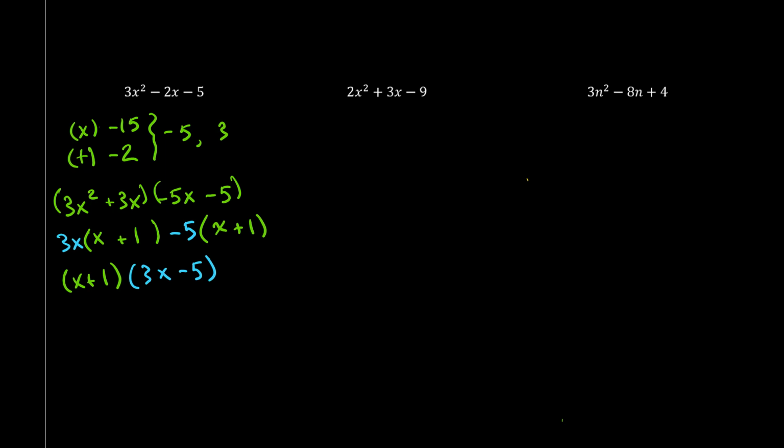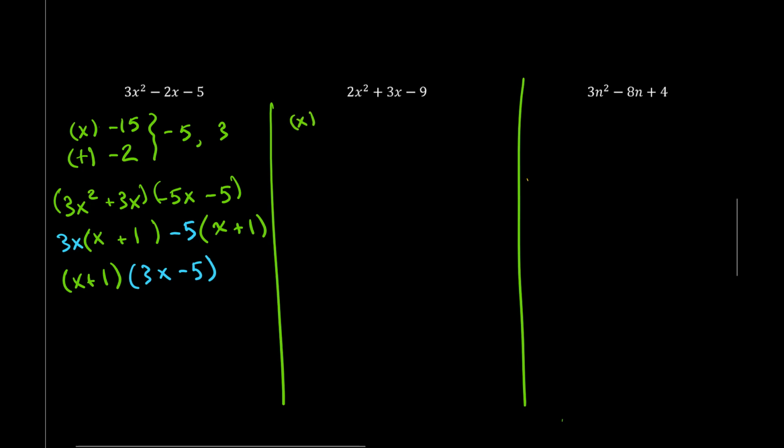Let's try another one. Okay, let's try the next one here. I need 2 numbers that multiply to, remember we're multiplying the front and the back, so that's going to be a negative 18, and they're going to add up to positive 3. Okay, so what are the factors of negative 18? I could do 9 times 2, but I'm never going to add up to 3 that way. I could do 6 and 3. That could definitely work.